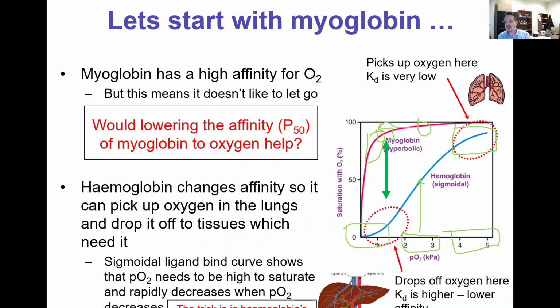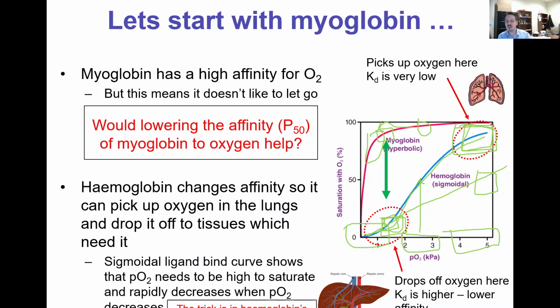But hemoglobin doesn't have that problem. If it was just a curve like this, then it wouldn't get very full. Sure, it would get very empty, but it wouldn't get very full. By having this sigmoidal curve, it has a Kd value that changes. So the Kd value is low here and high here, in order to pick up oxygen and get really full, or drop off oxygen and get really empty here.